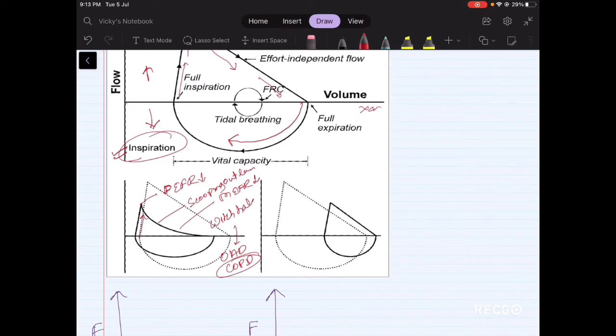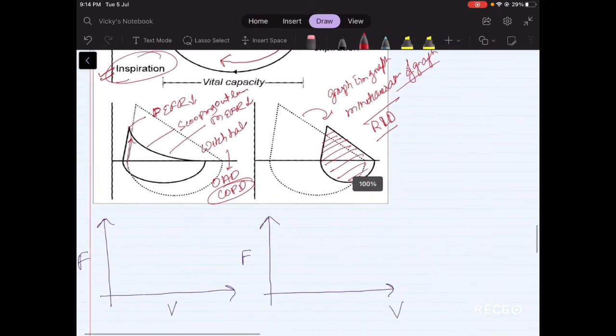And over here we can see that this graph which is made is the smaller version of the original graph, right? So this is known as graph within graph, or miniaturization of the graph. This is typical for restrictive lung disease, right? So these are the graphs basically seen in pulmonary medicine.